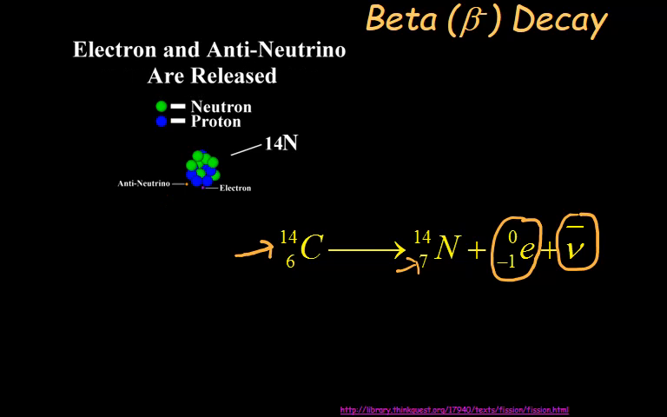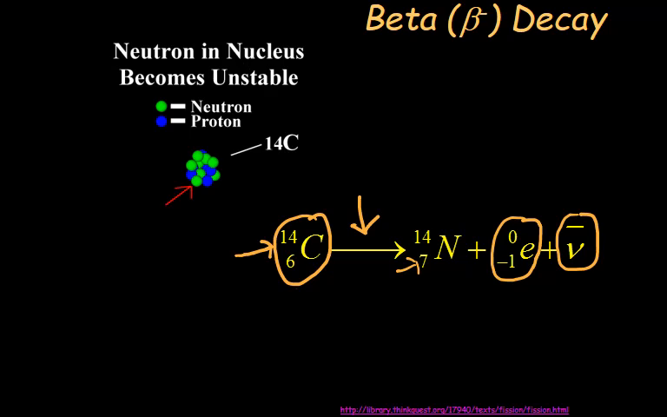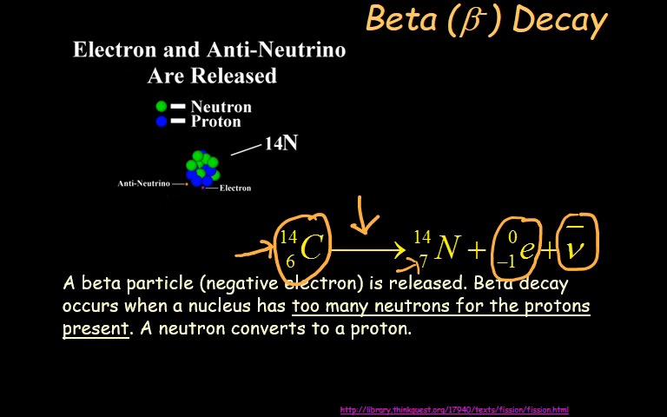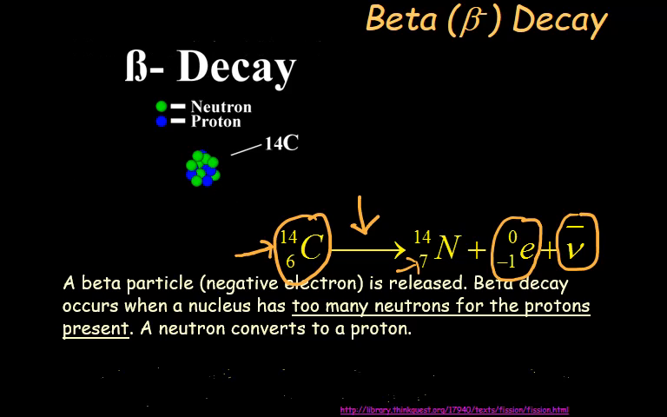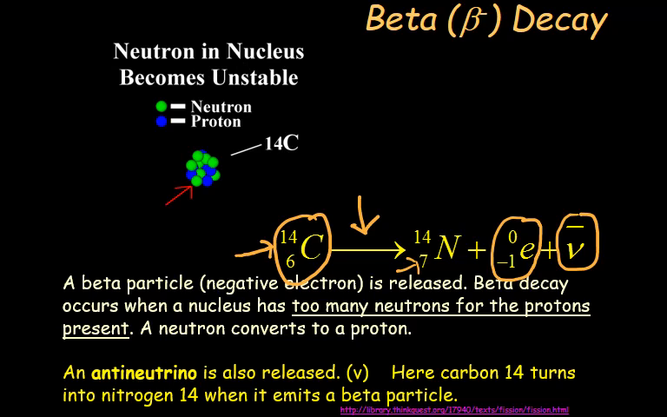The arrow represents the transition here. We go from this carbon atom, carbon-14, to this nitrogen atom. So again, this is called beta minus decay, where there are too many neutrons for the protons there. A neutron converts into a proton, and the anti-neutrino is released.